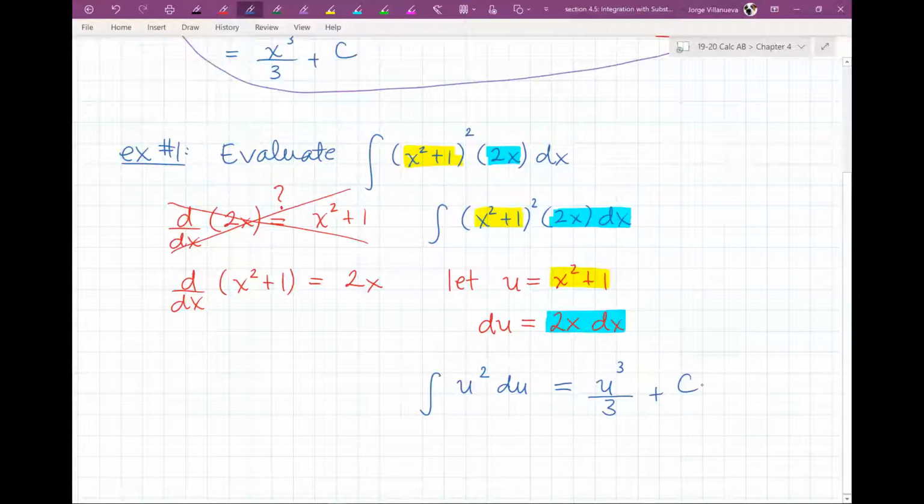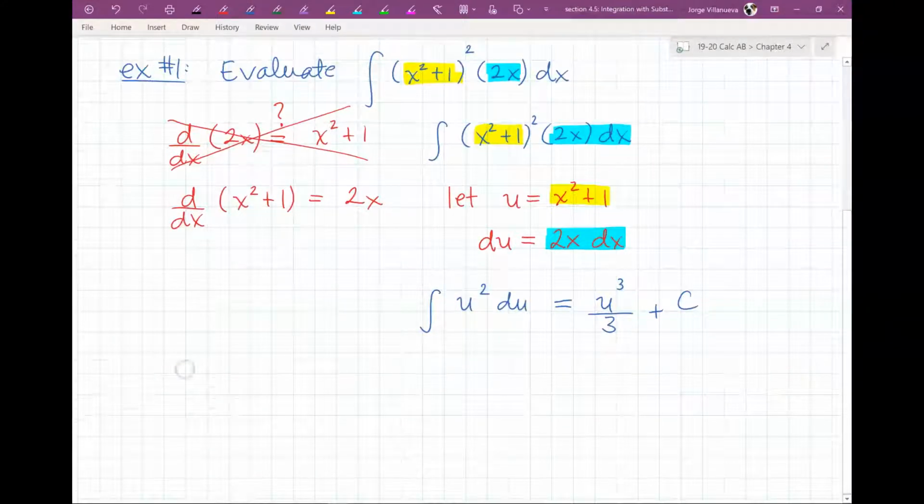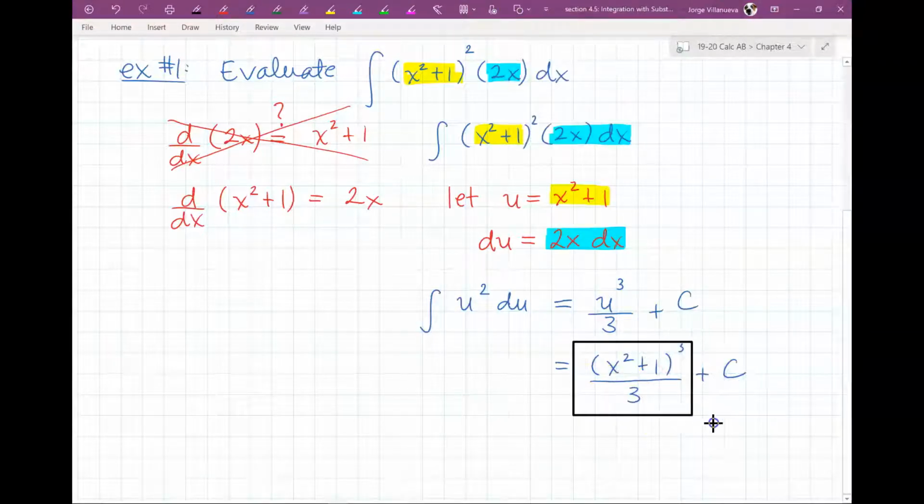But what's u equal to? All right, so let's go back over here. x squared plus 1 cubed over 3 plus C. And that is the answer to our problem.